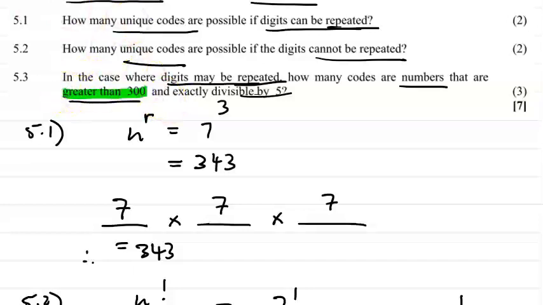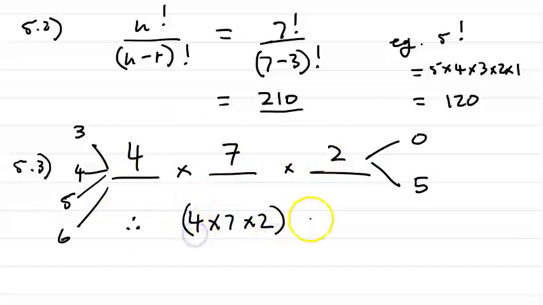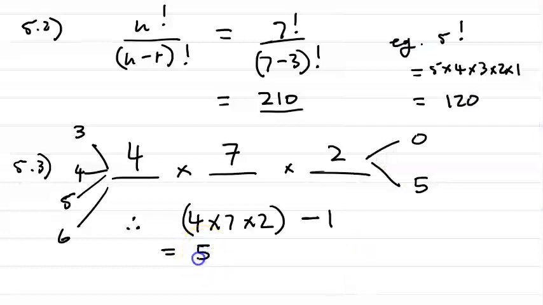So if the number must be greater than 300, there is a case where we could have 300. Therefore, we have to subtract 1. So it'll be 4 times 7 times 2 and minus 1 for the case where we can have 300, because the question clearly says that the number must be greater than 300. So let's put that in our calculator. That will be 4 times 7 times 2, and we'll subtract 1, which will give us 55 unique codes. So our answer there will be 55.